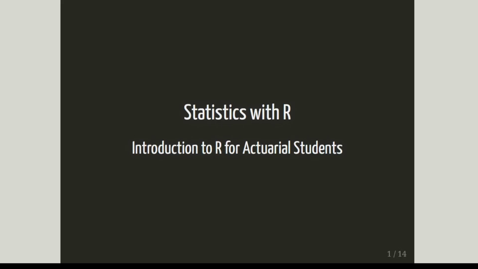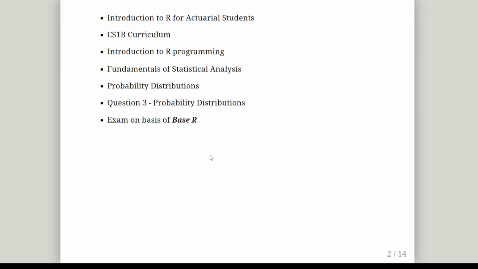Okay, in this presentation we are going to look at statistics with R. This is a presentation for actuarial students who are studying R. This corresponds to the CS1B curriculum and it comprises Introduction to R Programming, Fundamentals of Statistical Analysis and Probability Distributions, and that's what we're going to be looking at here.